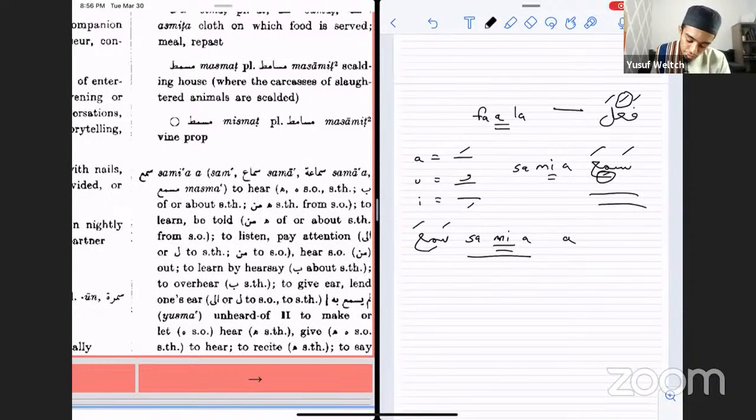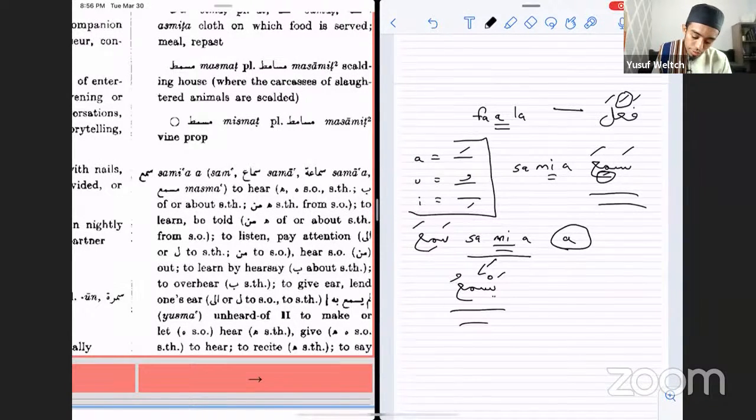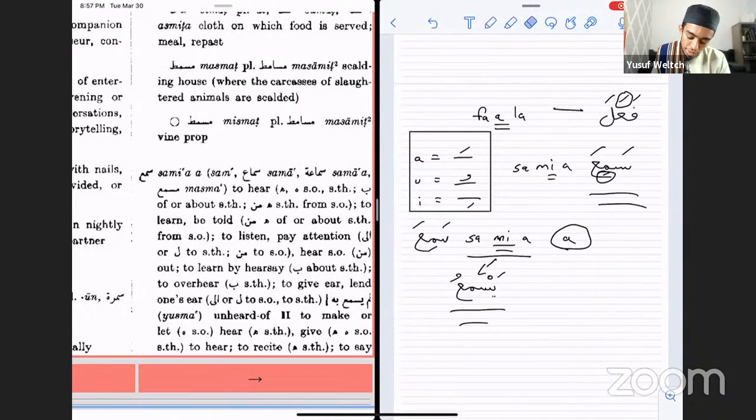So this past tense would be sami'a, and present tense, right? Present tense is always like this. If it's active, the difference always shows up on the middle letter. So A equals fatha. This is sami'a, yasma'u, as opposed to yasmi'u or yasmu'u. That little letter signifies how you read it in the present tense.